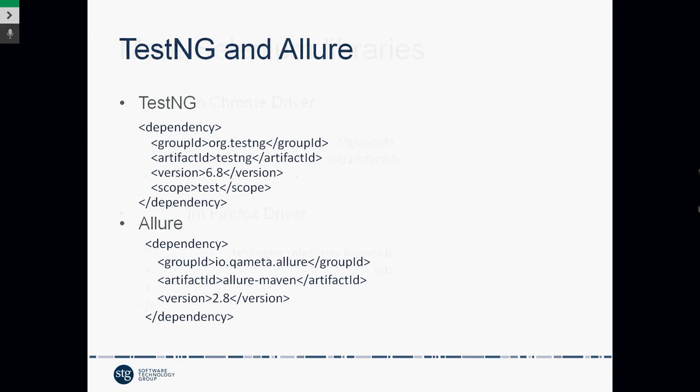TestNG is used for reporting. So you can add TestNG. If you want to use Allure, I know a lot of people are using Allure. I'm not a fan of either one of these two, because it is single build status. So if you run your test 30 times during the day, you're going to get 30 different reports you got to parse through.